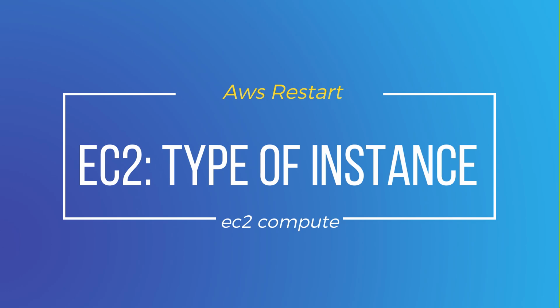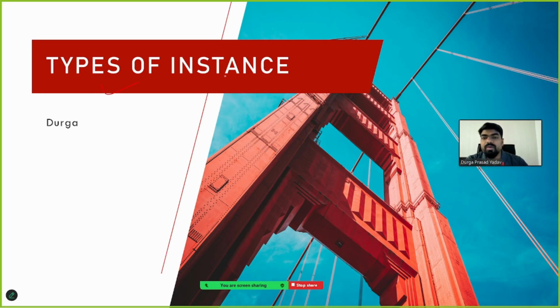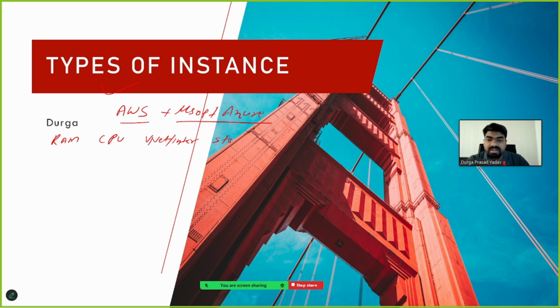Types of instance, guys. When we talk about types of instance, see, if you talk about AWS and if you talk about Microsoft Azure, both cloud service providers, what they have done is, let's say they have taken RAM separate, they have taken CPU separate, they have taken virtual network interface separate, and they have taken storage separate. As per this list, they have started giving the combination: 1 GB RAM, 1 CPU, 1 network interface, no storage here.